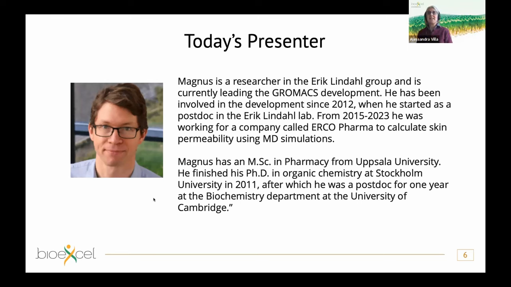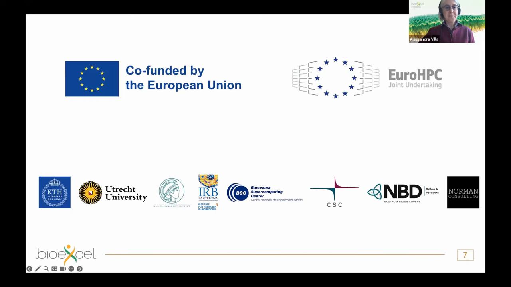He has a master's in pharmacy from Uppsala University, and he got his PhD in organic chemistry at Stockholm University at the end of 2011. After that, he was a postdoc for one year at the biochemistry department at the University of Cambridge. And then I think he moved to Stockholm again, and now he's currently working in Stockholm. Okay, so now we will see what he tells us about GROMACS 2024. So I stop sharing and then Magnus can share.